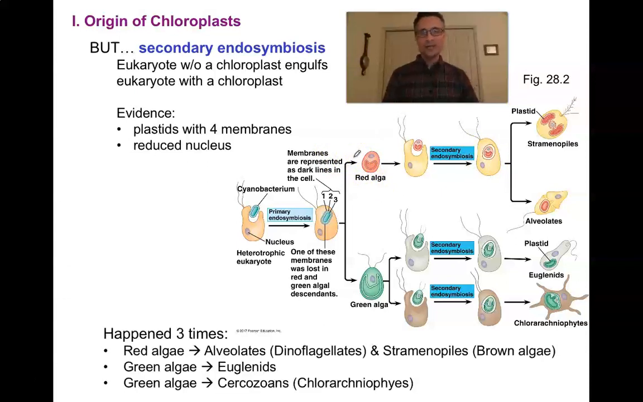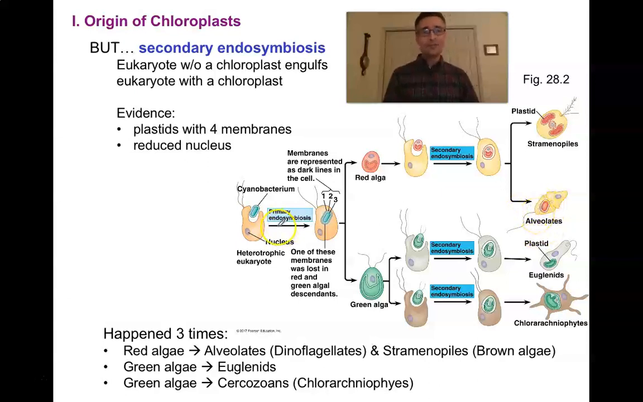First of all, it's happened once with the red alga. So here's our red alga ancestor, secondary endosymbiosis, giving rise to our stramenopiles, and our stramenopiles will include brown algae. We'll mention those in a second. Also our alveolates, and I'll just use one example of an alveolate. They're single-celled, mostly single-celled algae. I'll use dinoflagellates as an example of an alveolate in just a moment.